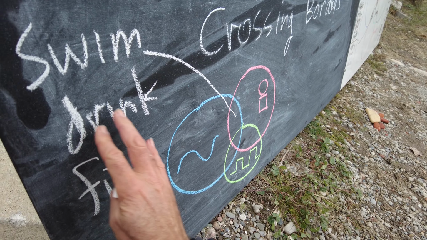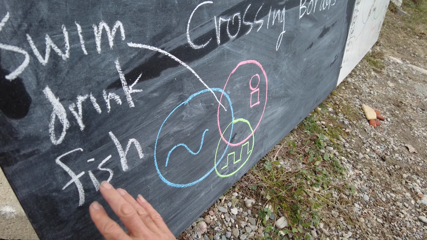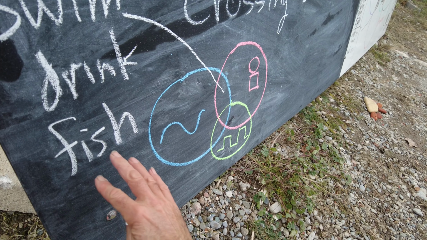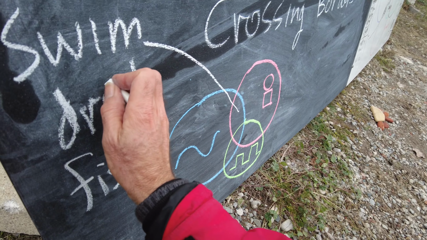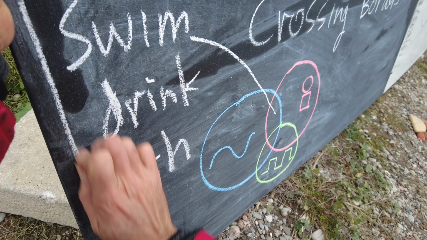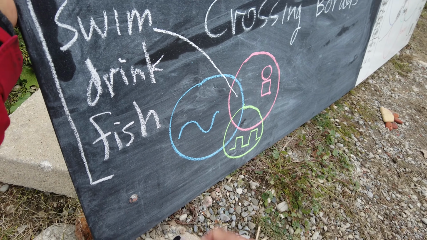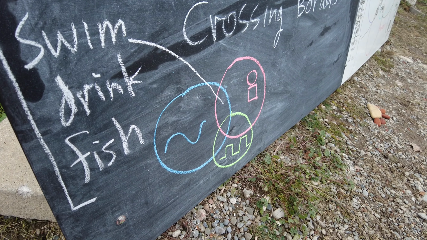When we drink, the water goes into the human. And when we're fishing or sunbathing or meditating at the beach, the two are separate. So this is like a taxonomy or ontology for the three ways that humans and water can interact.